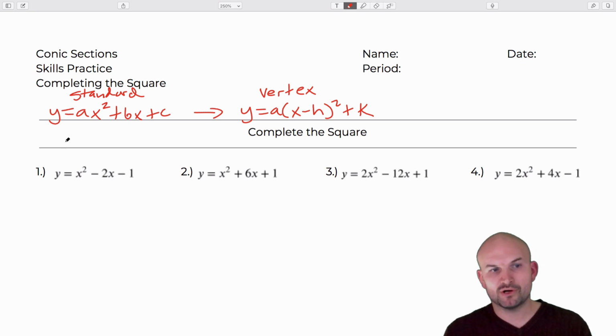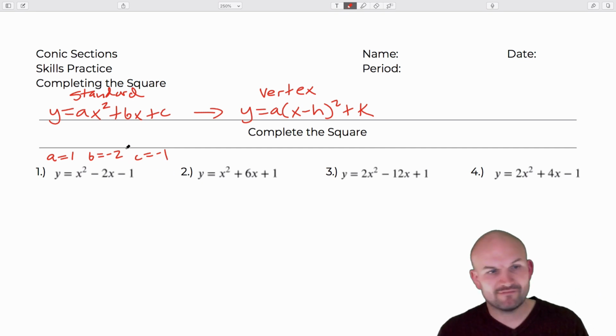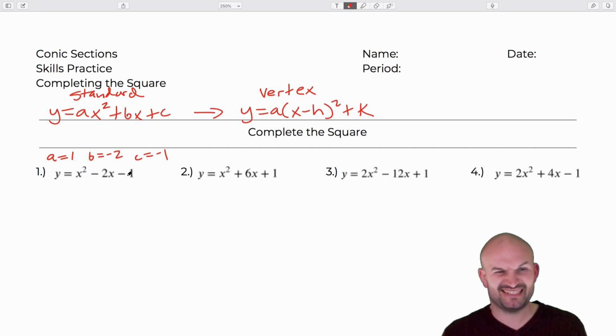The formal approach is really just identifying the parts of the problem that you have. Like in this case, a is 1, b is -2, and c is equal to -1. This works for any quadratic you're dealing with: you can identify the a, b, and c. And if you don't have an a or a b, then it's going to be 1, and obviously if you didn't have a c, it'd be 0.